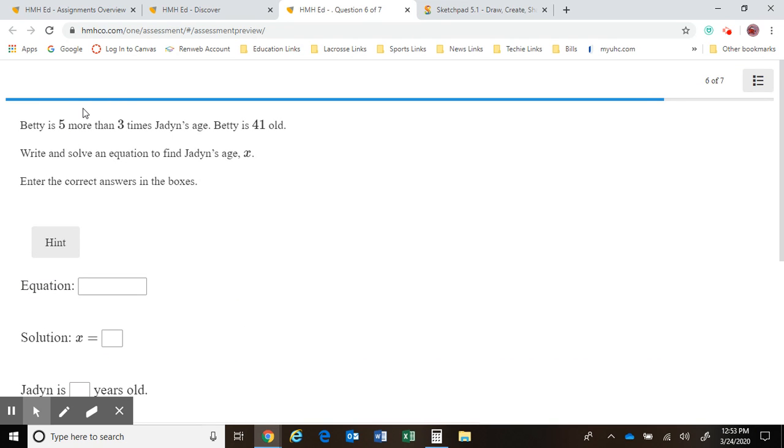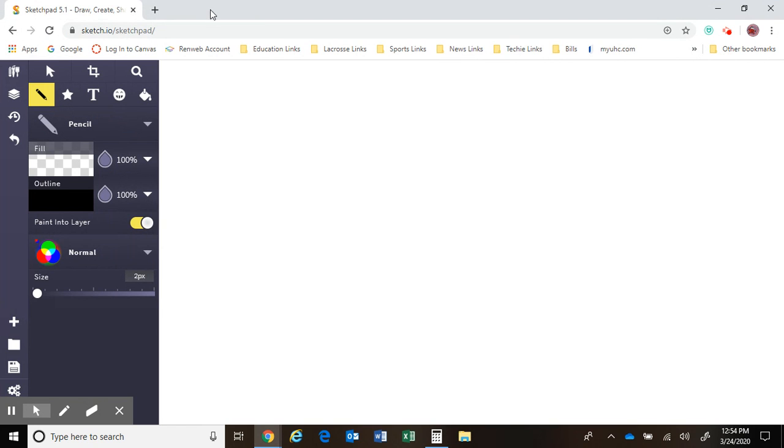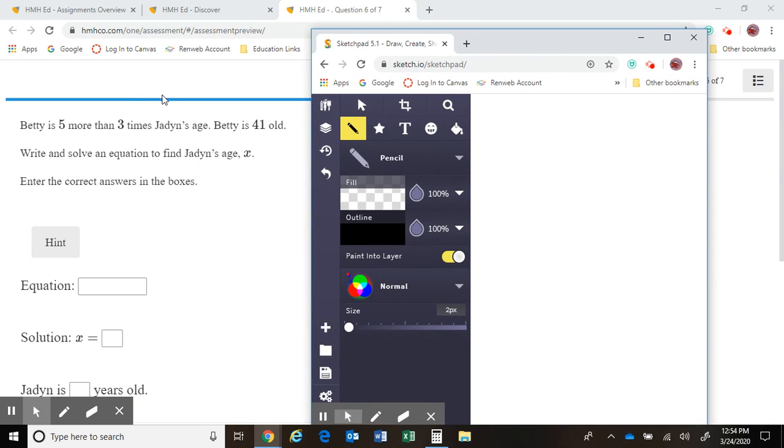All right. Now, here's where I'm going to pull up the sketch pad to help you out. Betty is 5 more than 3 times Jaden's age, and Betty is 41 years old. All right, so I'm going to bring this down here, and let's see if this helps out a little bit. Okay, Betty is 5 more than 3 times Jaden's age. So, and Betty's 41 years old. So 5 more than 3 times. So, and it says that Jaden's age is X.